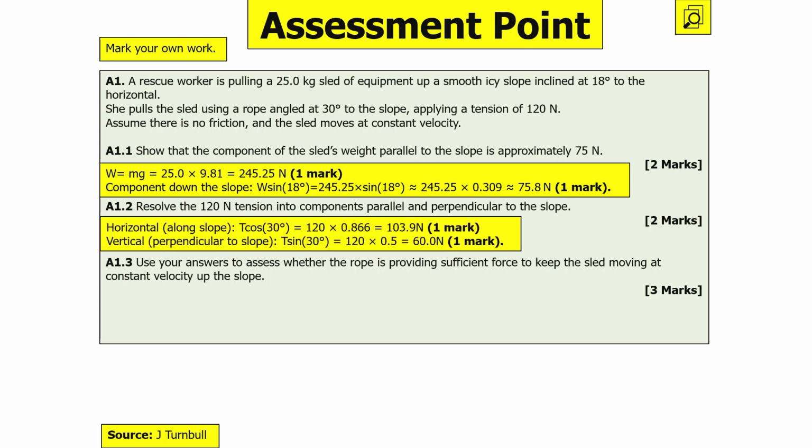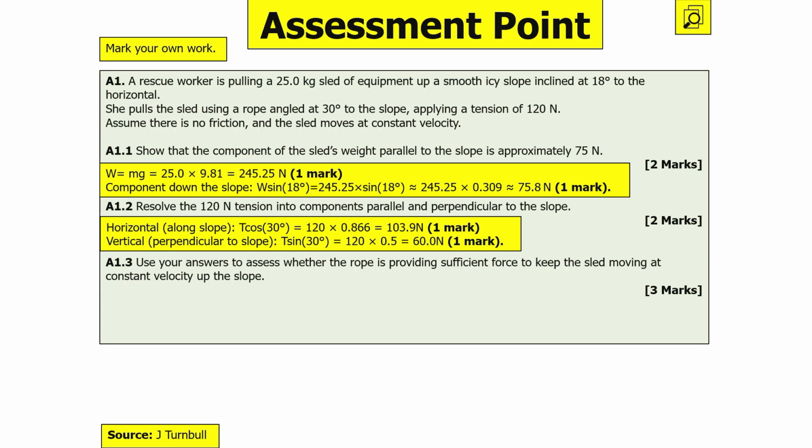Now to resolve the tension, the component along the slope is T cos theta, so it's T cos 30, which is 120 times 0.866, which is 103.9 newtons. Whilst the component perpendicular to the slope is T sin theta, so it's 120 times sin 30, which is 60 newtons.